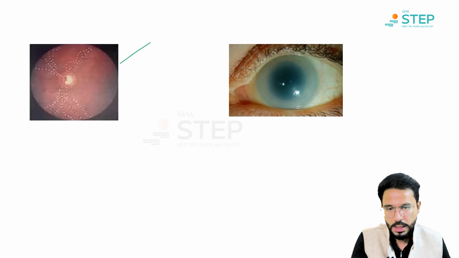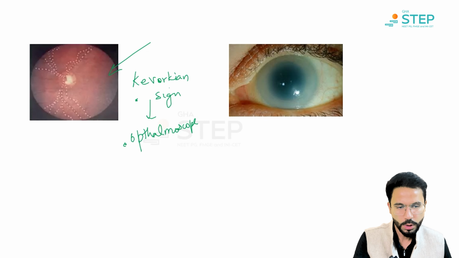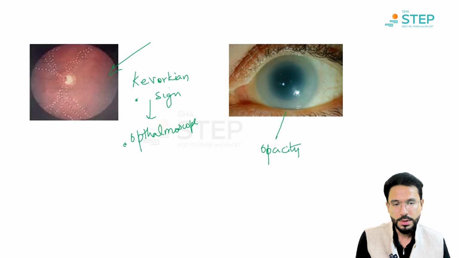What is this image here showing you? This is the Kevorkian sign seen by an ophthalmoscope, obviously, and not by naked eye examination. What is this image showing you? This is showing you opacity of the cornea after death. So these changes are there post death.